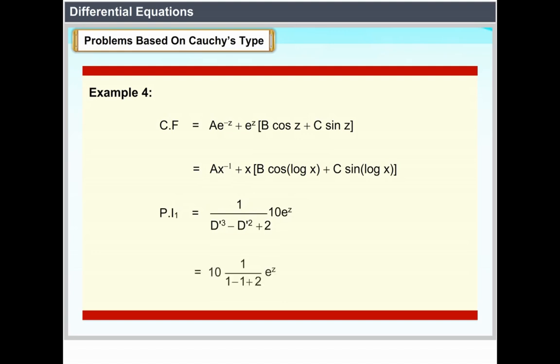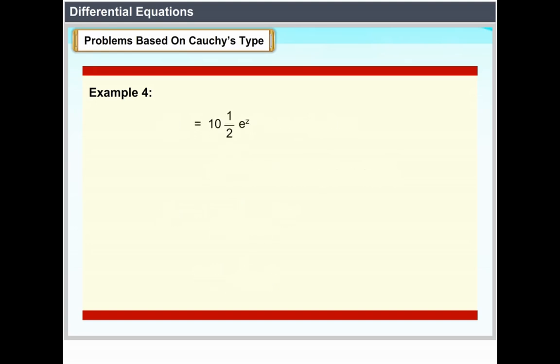PI1 equal to 1 by D' cubed minus D' squared plus 2 into 10 e^z, equal to 10 into 1 by 1 minus 1 plus 2 into e^z, equal to 10 into 1 by 2 into e^z, equal to 5e^z, equal to 5x. PI2 equal to 1 by D' cubed minus D' squared plus 2 into 10 e^(minus z), equal to 10 into 1 by minus 1 plus 2 into e^(minus z).